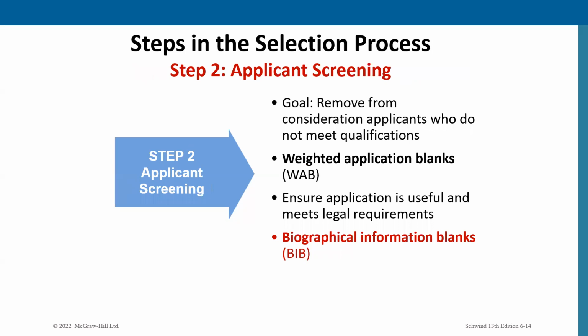Number 2, after the reception is the time for screening your applicants. Now, the goal here is to remove from consideration applicants who do not meet qualifications. So those people who are a better choice will go to the next step, and those who cannot proceed can be left behind. Of course, at the screening time, we talk about WAB, weighted application blanks.